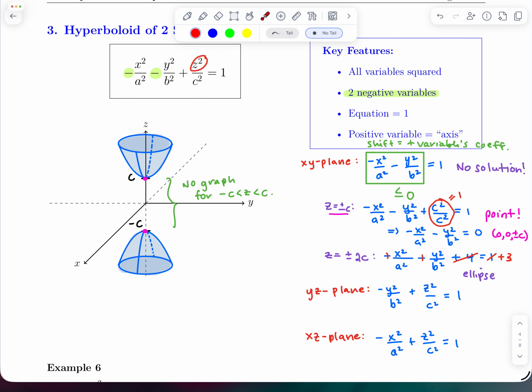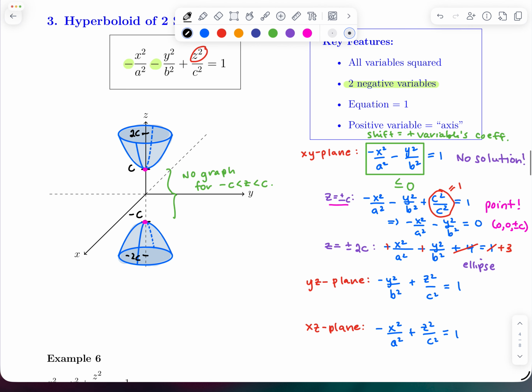And that is what we were expecting to see based on if I came up here and I thought of this as being the value 2c on the graph, I would see an ellipse, for example. And same thing down here at negative 2c, I would see an ellipse. So then, just to add to the picture here, there's no graph for negative c less than z less than c because there's no solution. Because traces have no solution for these values.